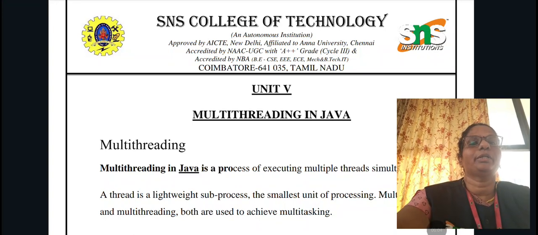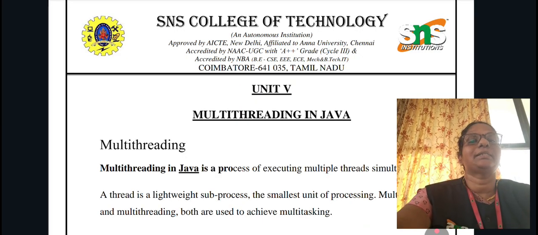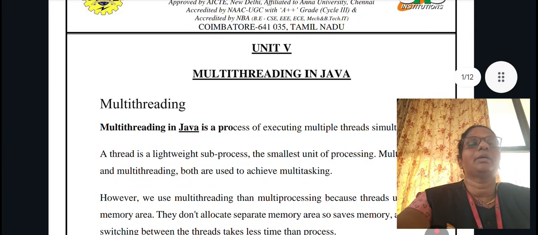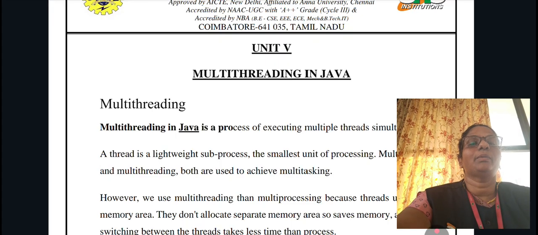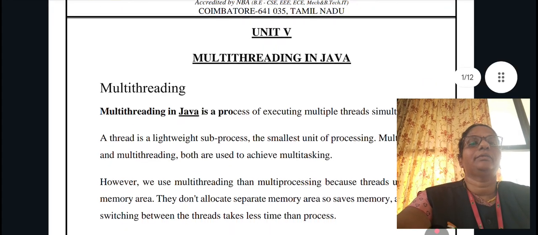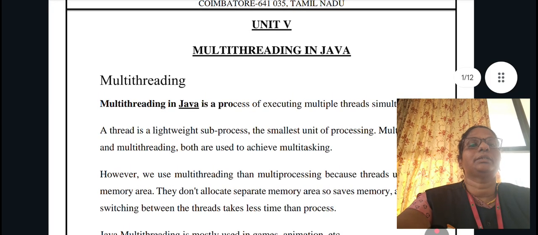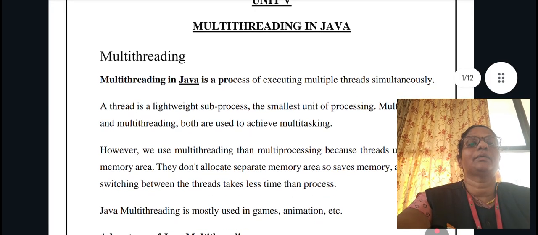We are going to see about multithreading in Java. Multithreading in Java is a process of executing multiple threads simultaneously. It is a subprocess: the main process is divided into subprocesses, used to achieve multitasking. With multithreading, threads share memory. It doesn't allocate separate memory, so it saves memory when we execute the process.